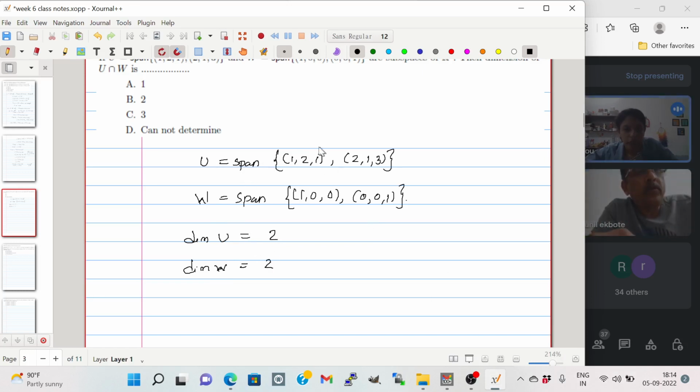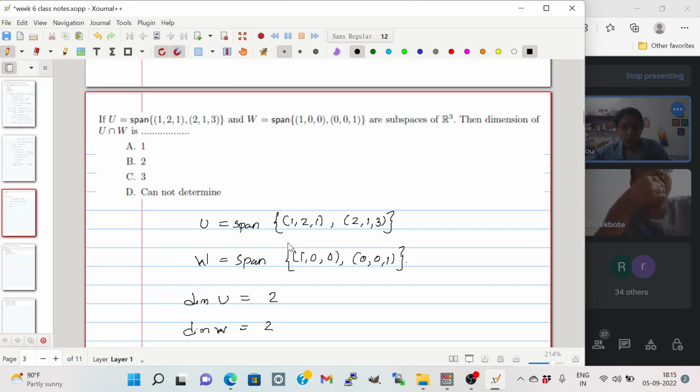If anyone is having doubt, you can just check whether these two elements, that is 1, 2, 1 and 2, 1, 3, are linearly independent or not. Already this is a spanning set and we just need to check whether it is linearly independent or not. Obviously it will be linearly independent, otherwise one will be a multiple of the other. Here 2, 1, 3 is not a multiple of 1, 2, 1 and 1, 2, 1 is not a multiple of 2, 1, 3. So it cannot be linearly dependent. So it is a linearly independent set. In the same way, 1, 0, 0 and 0, 0, 1 are linearly independent. So in both cases, dimension of U and dimension of W are 2.